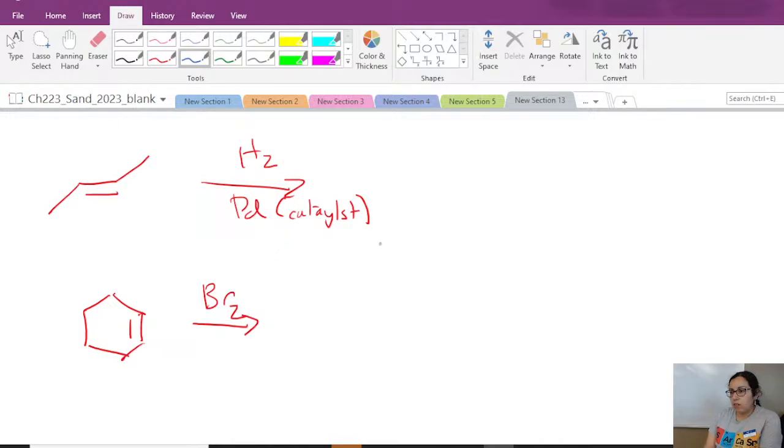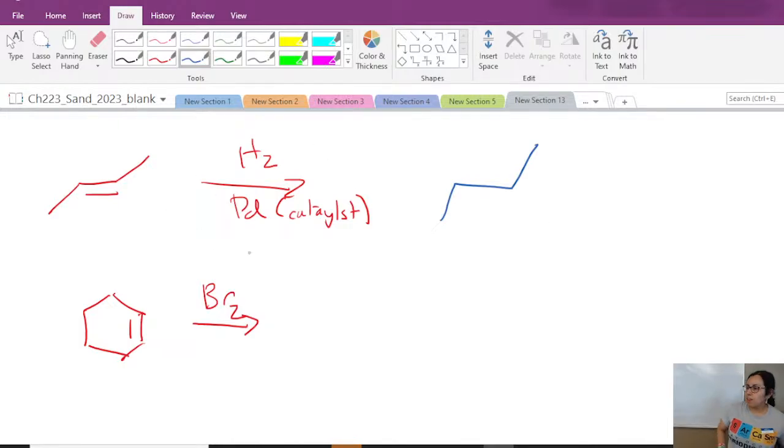I have a guess for the first one. The palladium as a catalyst is going to break the double bond and put the two hydrogens onto the chain. Yep. And so this would be your product.